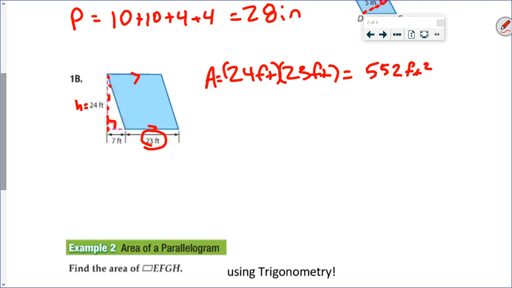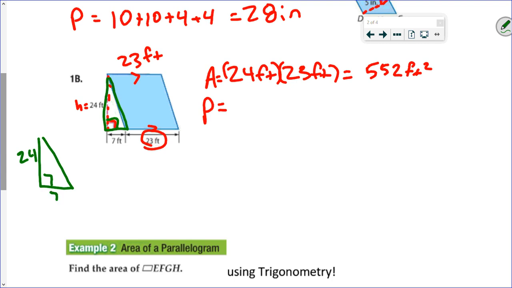All right, and so for perimeter, we need side lengths. Of course, we've got this one is 23 feet as well, so those opposite sides are congruent. Unknown, though, would be this side, and so we need to use something to find that side. Of course, we can recognize we've got this right triangle. Redraw that with a 24-foot side and a 7-foot side. If we find the hypotenuse, then we know what our other side of the parallelogram could be.